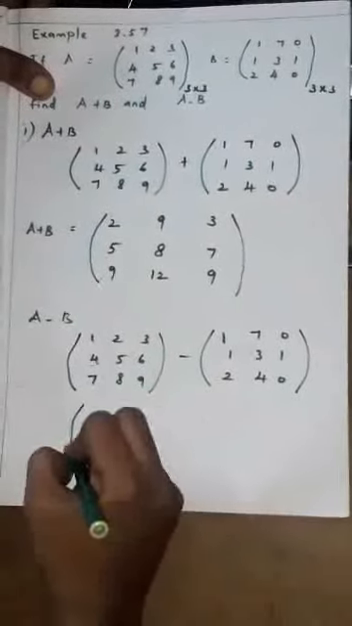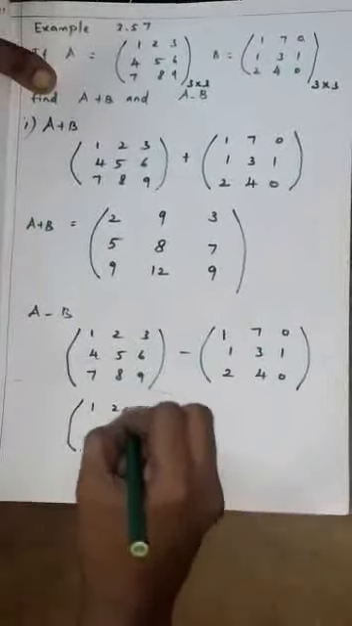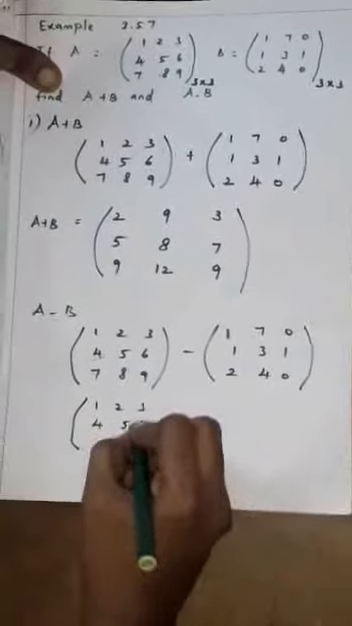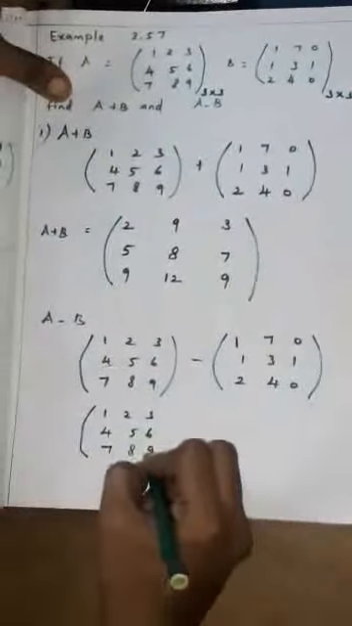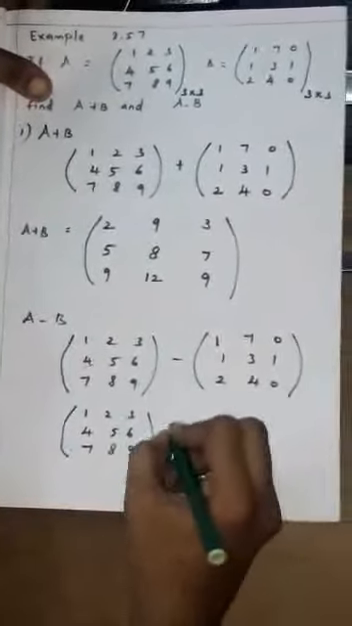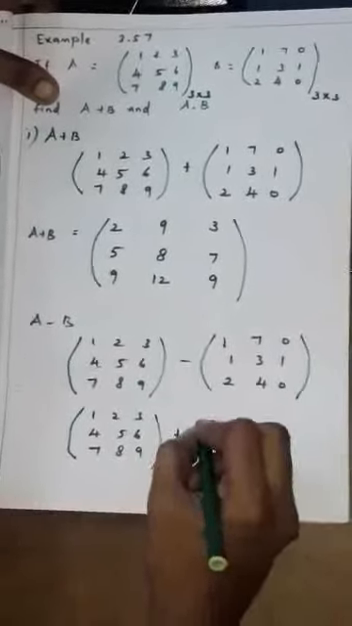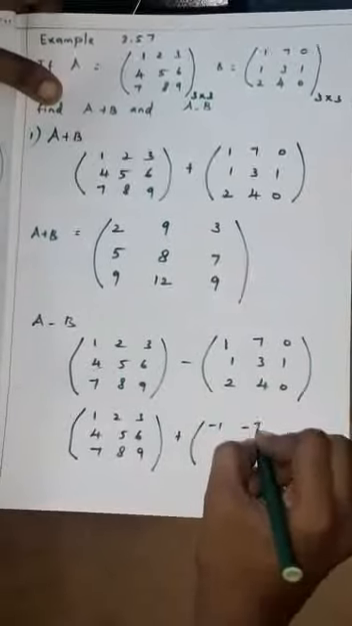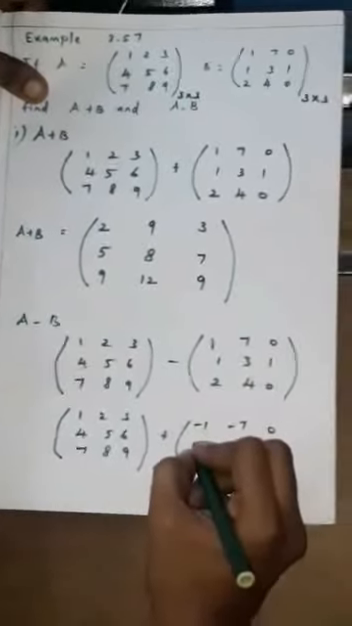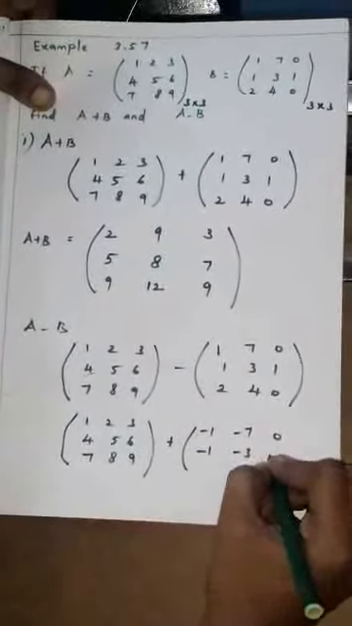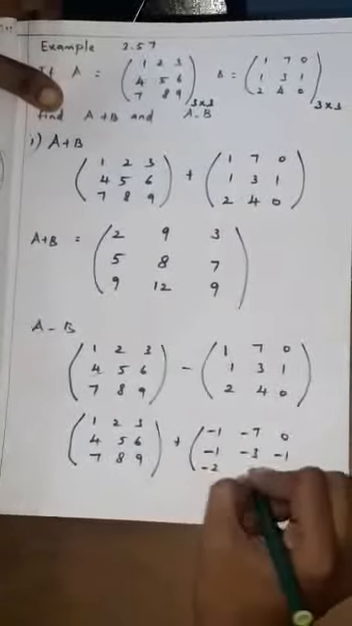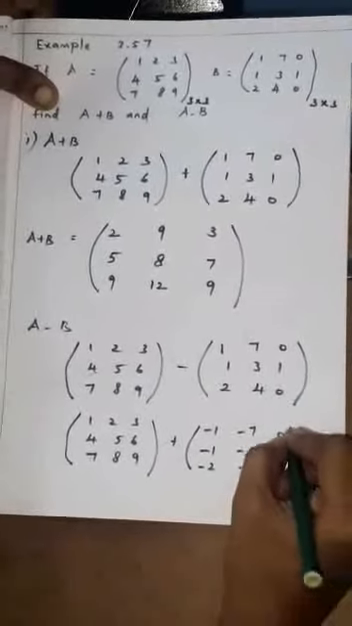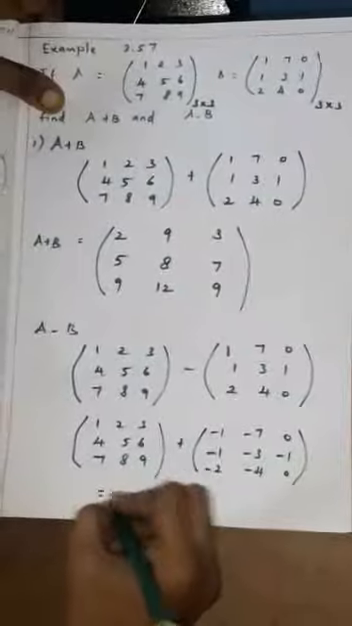The middle one applies the plus symbol only. The A matrix elements stay 1, 2, 3, 4, 5, 6, 7, 8, 9. Apply the additive inverse and change the sign of the middle one to plus. So B becomes minus 1, minus 7, 0, next row minus 1, minus 3, minus 1, minus 2, minus 4, 0. Now you can directly find the answer.